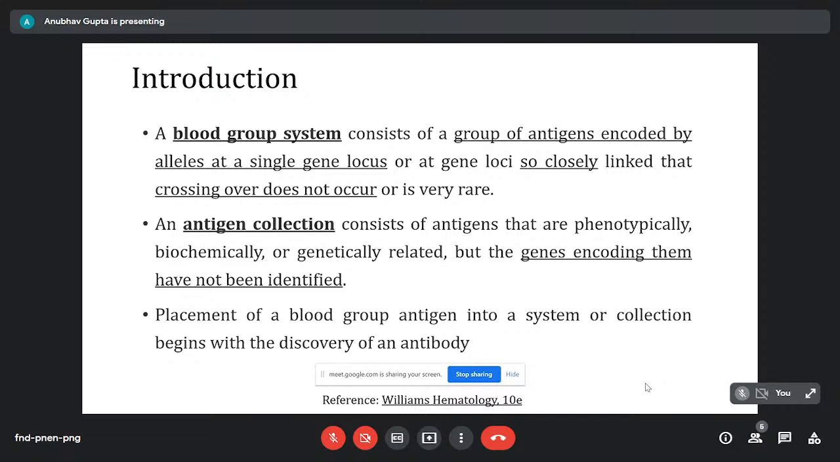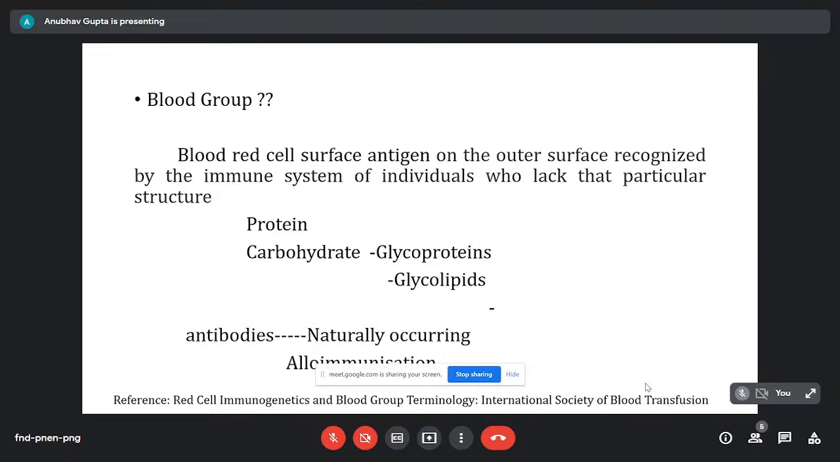So first of all, an antibody has to be discovered before being worked up, identifying the gene, or clubbing the antigen into the system or the collection. We have already talked about the system, the series and the collection. So what is a blood group?